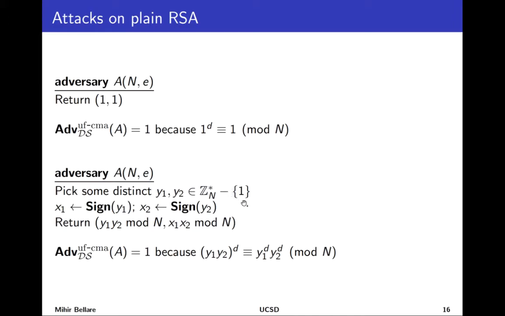We may ask, why did we exclude 1? Because otherwise this product might equal either y1 or y2, and then the adversary wouldn't win.